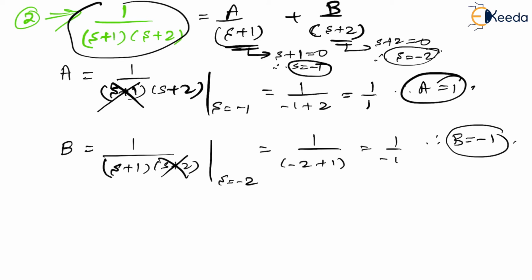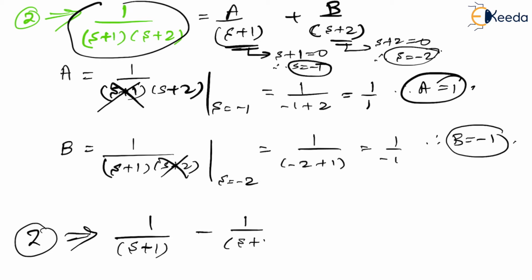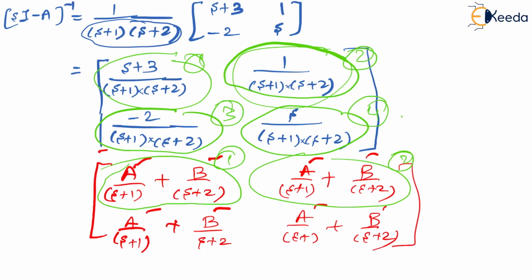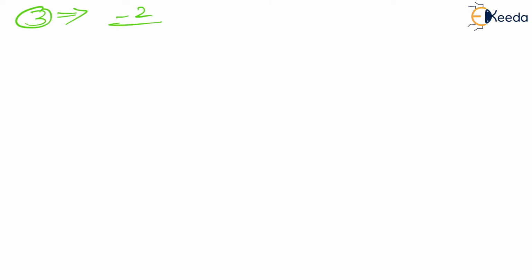Is that correct? Yes. So term 2 can be written as 1 upon s plus 1 minus 1 upon s plus 2, because a is 1, b is minus 1. Is that correct? Yes, definitely. Now let us think of the third term. The third term, if you see, is this one. This is the third term. So it is minus 2 upon s plus 1 into s plus 2. Am I right? Yes.